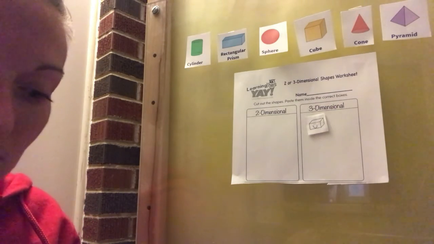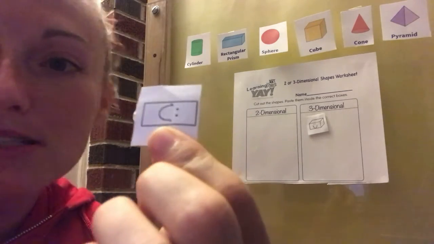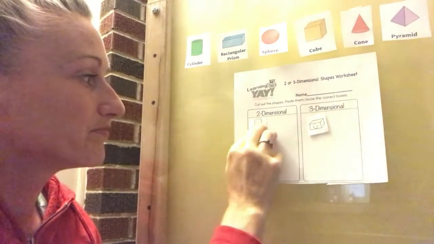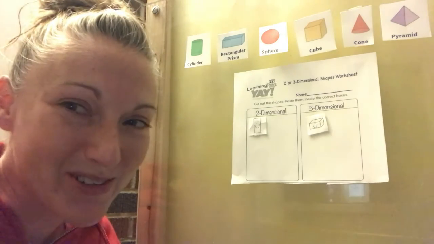What about this little guy? So this little guy looks similar to that one, except it doesn't have those lines going back, which means it's flat. It is a 2D shape. So we're gonna put this rectangle right on this side. Good luck sorting the rest of it. I know you can do it.